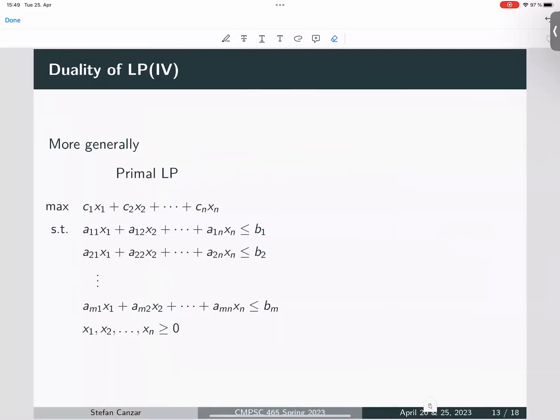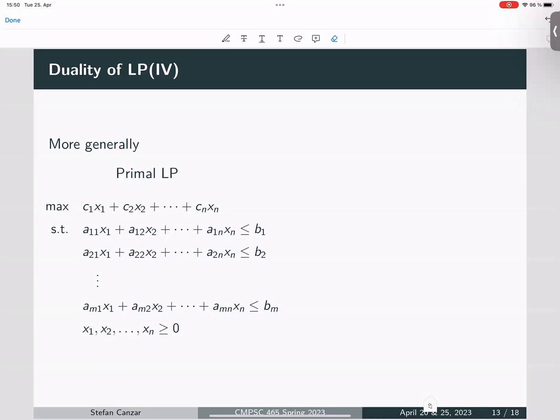So here's in more general notation what we just did. More generally speaking, you have a primal linear program. And for the purpose of this class, we're assuming that we're maximizing a linear function. We have coefficients c in variables x1 through xn. We have many constraints here indicated by these rows. And we have coefficients a11 through a1n for the first row and so on. And we require that all these variables are non-negative.